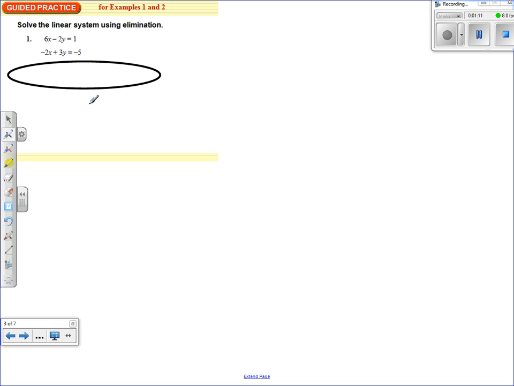So if you look today, we have two equations, 6x minus 2y equals 1, negative 2x plus 3y equals negative 5. The first thing we want to check is that they're both in the same form. And in this occasion, they are x, y, x, y. So now that we have them in the right form, we want to look for opposites. And as you can see, there are no opposites. We're going to have to make opposites.